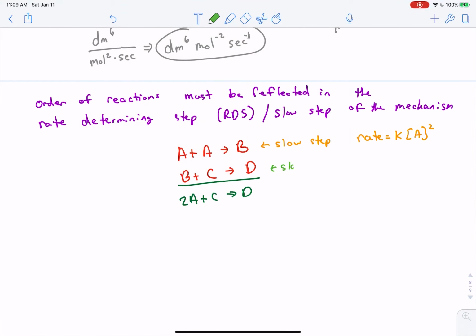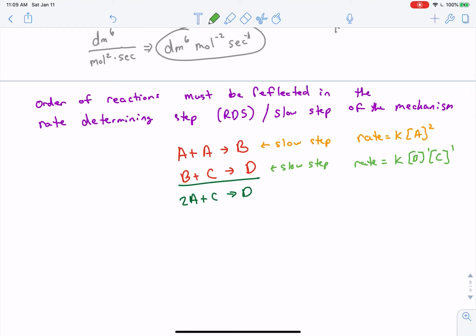If this were my slow step, what would you think your rate expression would have to be then? If the second one's a slow step, what would my rate law expression be then? B to the first times C to the first. And that would be sensible, but not 100% correct. Because what is B?